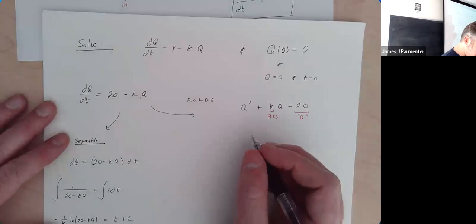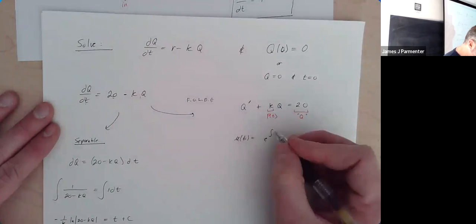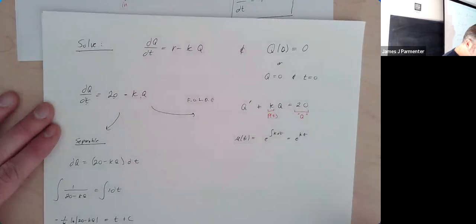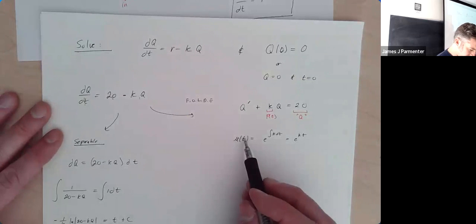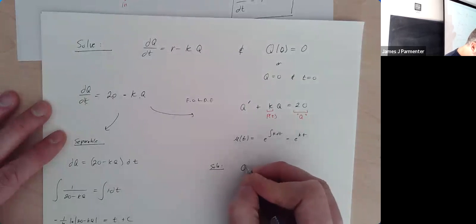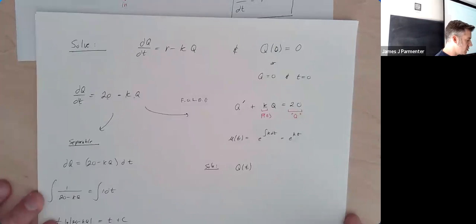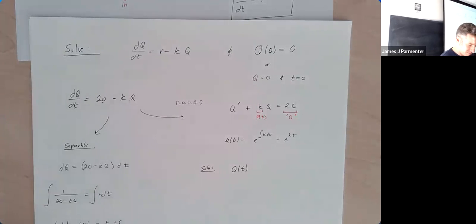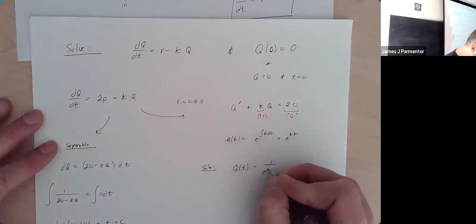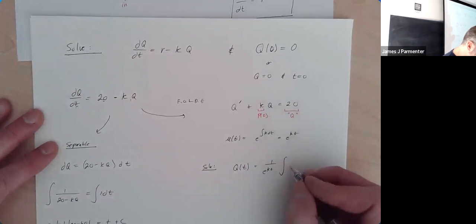So if we were doing this first order linear way, our integrating factor mu of t would be e to the integral of k dt, which is just e to the kt. And then our solution would be that our function q of t, that's not the q in quotes, that's our actual solution. It's terrible. You should never use q if you think you might have to do integrating factor, apparently. That's going to equal 1 over e to the kt times the integral of 20 times e to the kt.